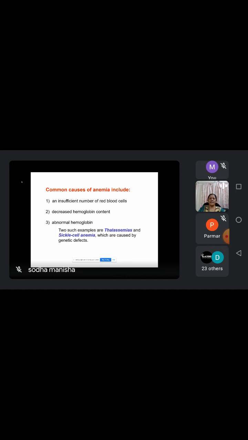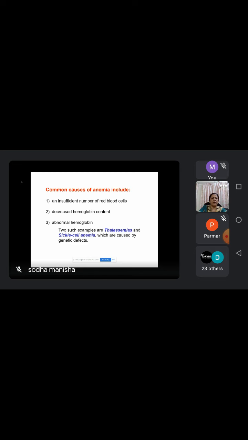If the color index is less than 0.85, then that type of anemia is known as hypochromic anemia. And if the color index is more than 1.15, then that type of anemia is known as hyperchromic anemia. Okay, so this was regarding color index and the diagnosis of anemia.